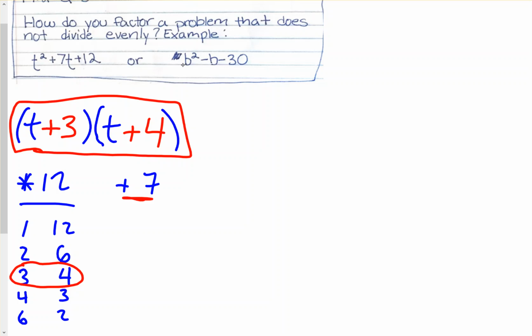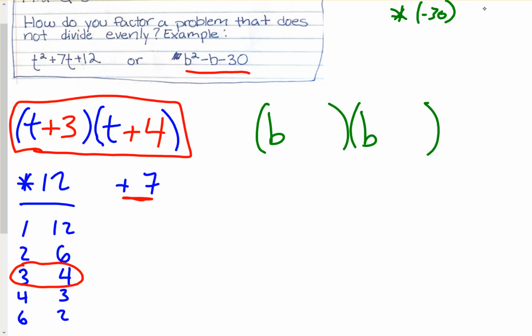Let's take a look at the second one here with the b squared minus b minus 30. So to get b squared, let's set up two parentheses. B squared would be b and b. Okay, it has to multiply to negative 30, and that minus sign means it's a negative 30. And it has to add up to a negative, that'll be like a negative 1.